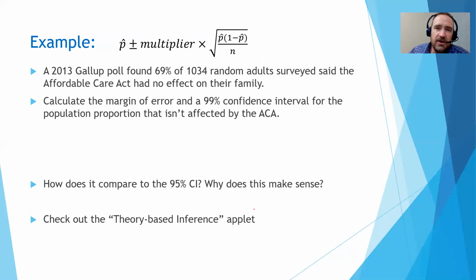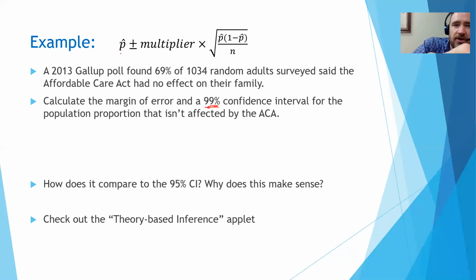And then we'll take a look at how we can find it in the applet. So we've got the same example, the 2013 Gallup poll. Let's say this time we want to calculate the margin of error in a 99% confidence interval, and let's use the theory-based approach.